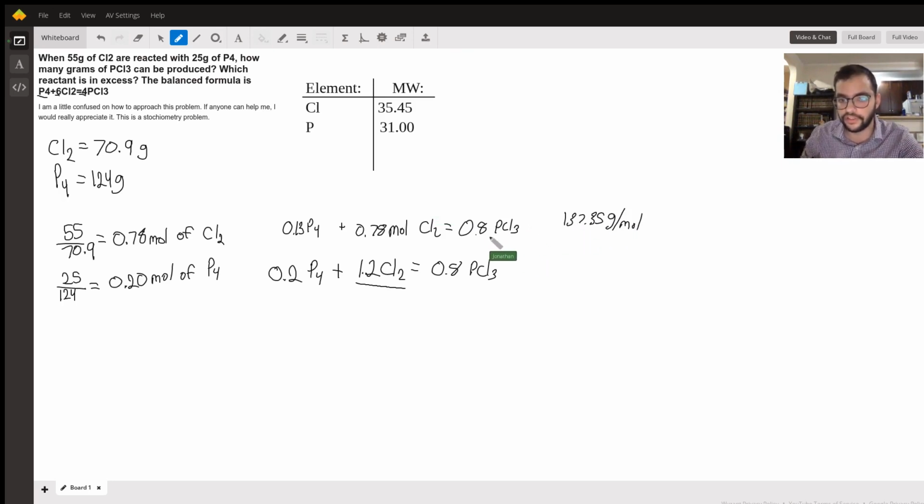We don't have 1 mole. We only have 0.8. So we take 0.8 times 137.35, and that gets us to our final answer of 109.88 grams of PCl3 being produced. And that would be our answer. All right, I hope that was helpful.